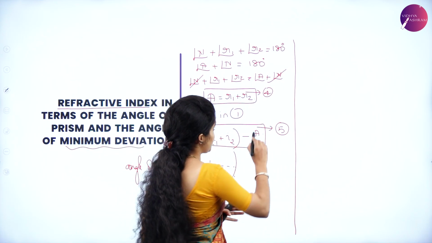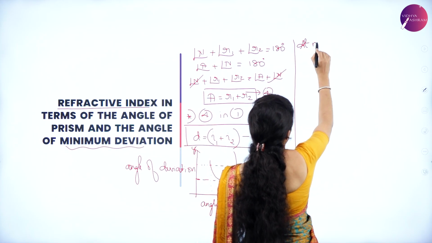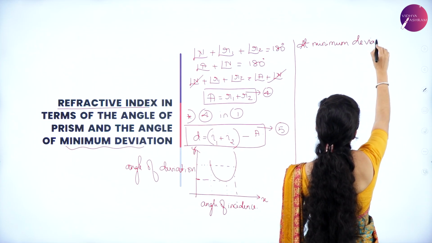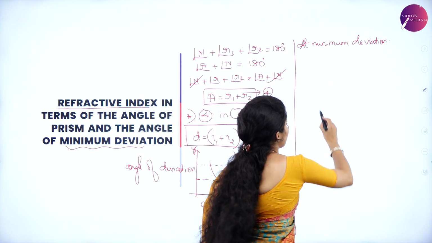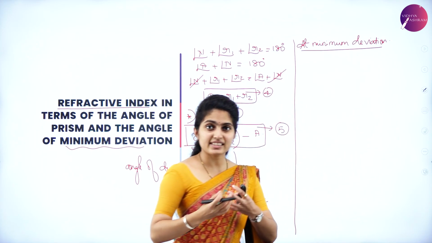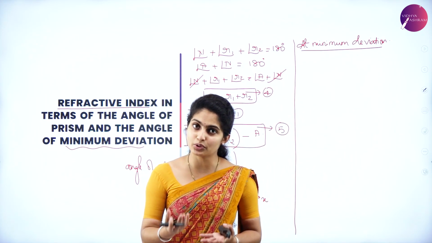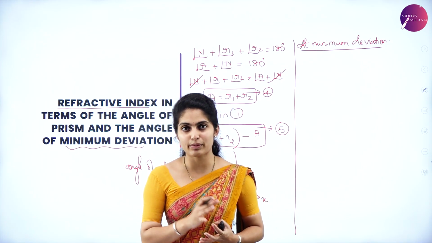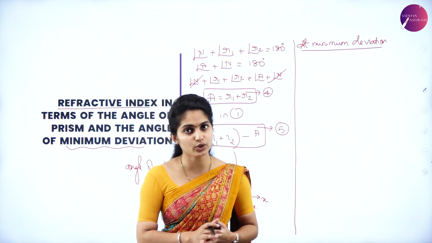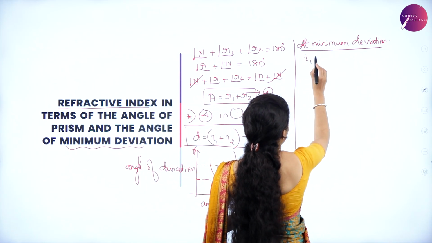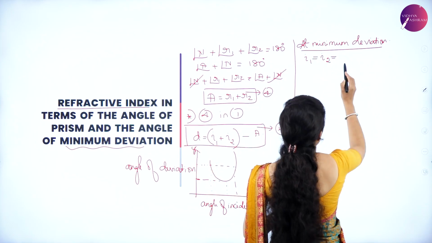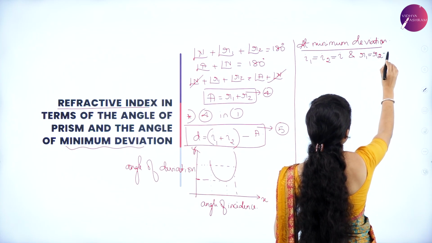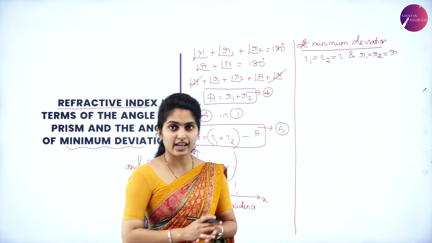At the minimum deviation, both the incident angles will be equal to I, and both the refracted rays will be equal. That is, the angle of refraction will also be equal to R. So you can give it as I1 is equal to I2 is equal to I, and R1 is equal to R2 is equal to R. This is how exactly it has to come.